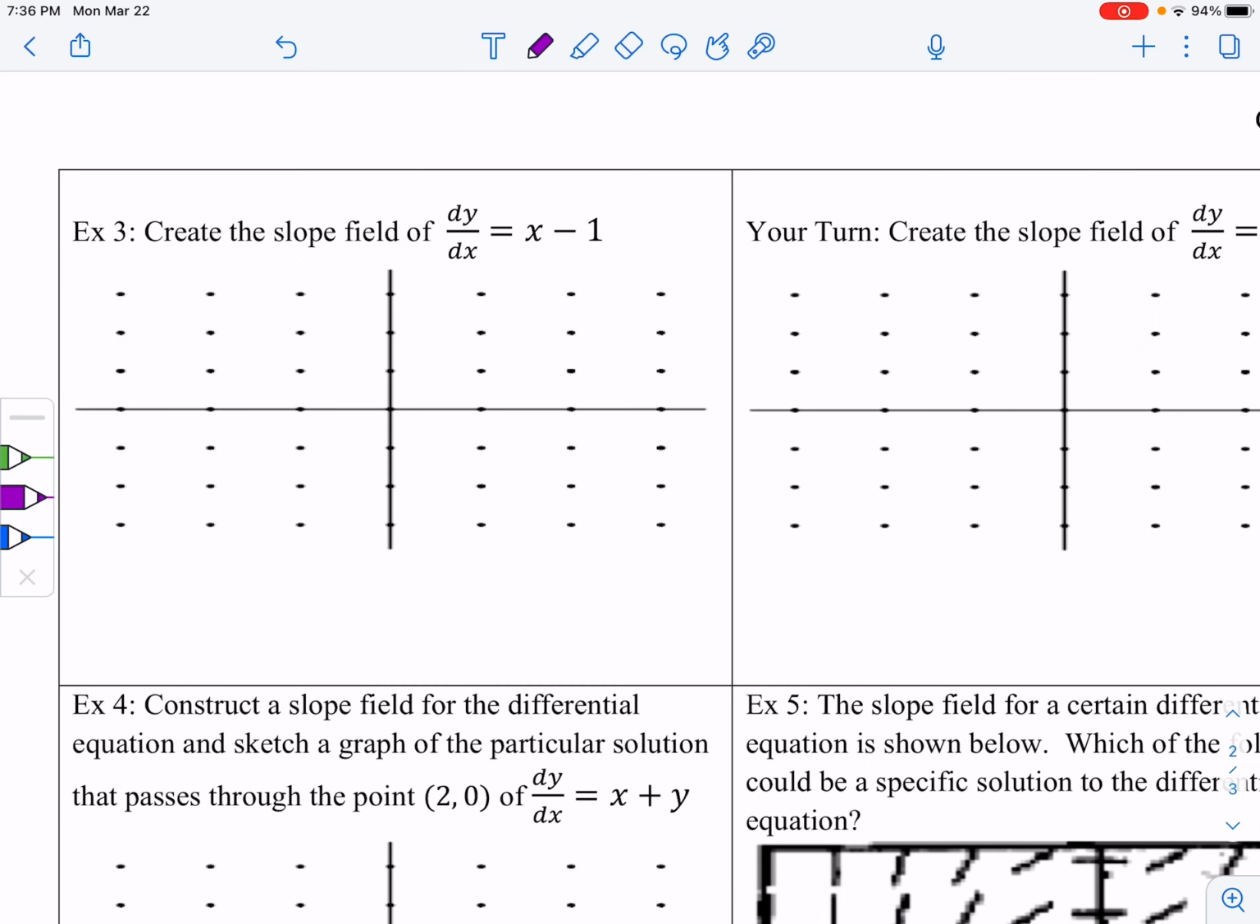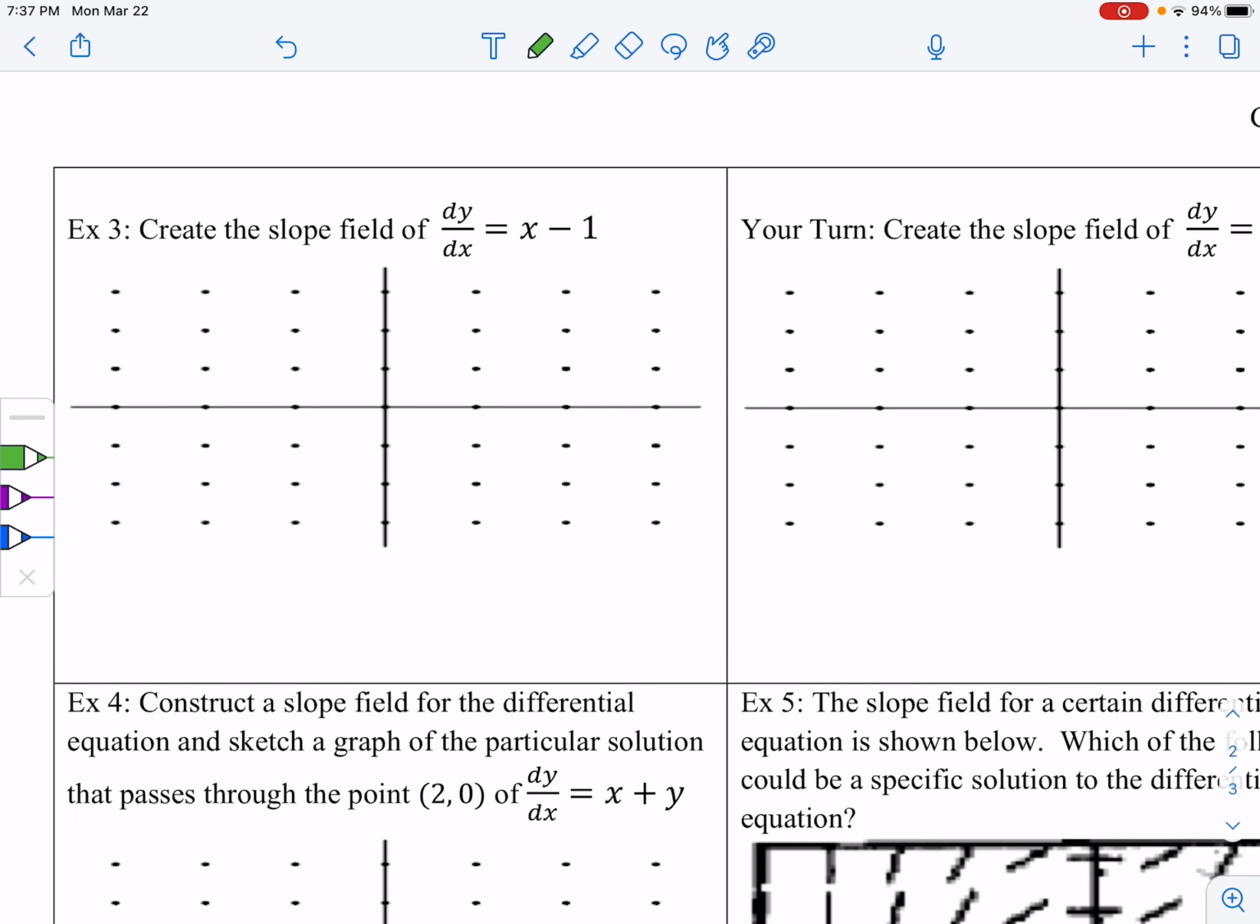X is 0, so these are all -1. Every single one of them. Okay. If x is 1, these are all 0. If x is 2, these are all positive 1. X is 3, these are all positive 2. X is -1, so these are -2. Right? And what you see is that your graph is going to be coming down here. And you'll notice they're all in the same spot.